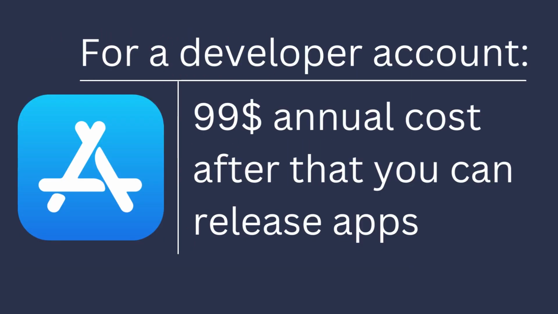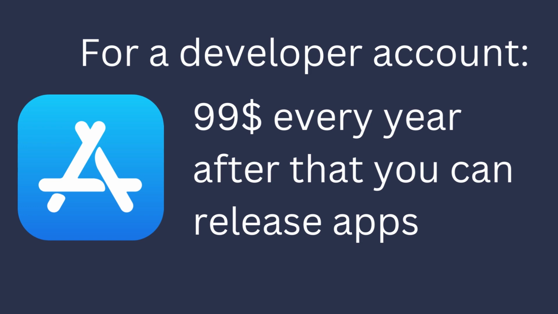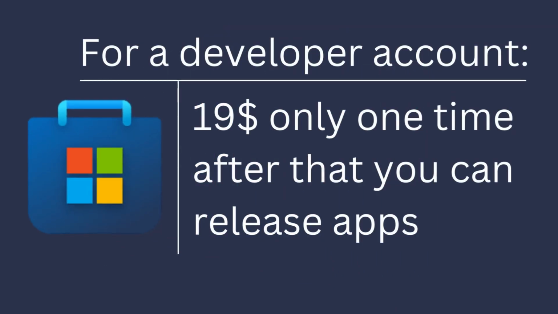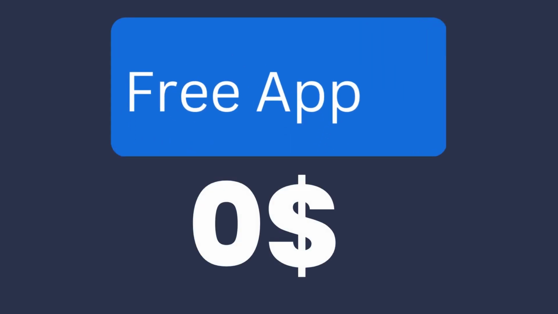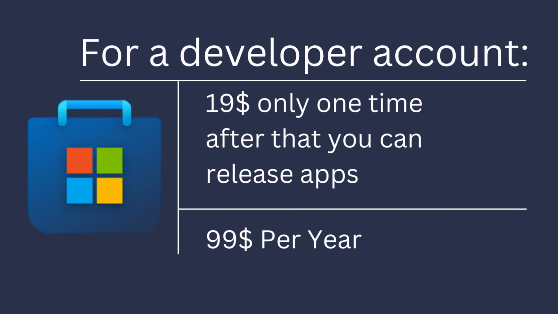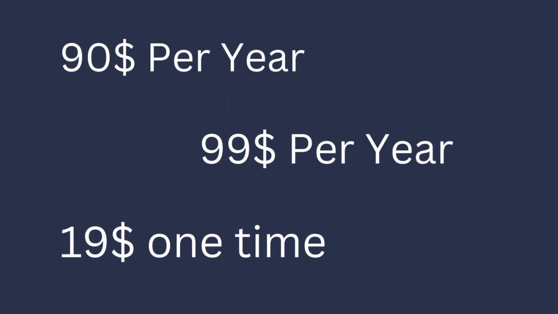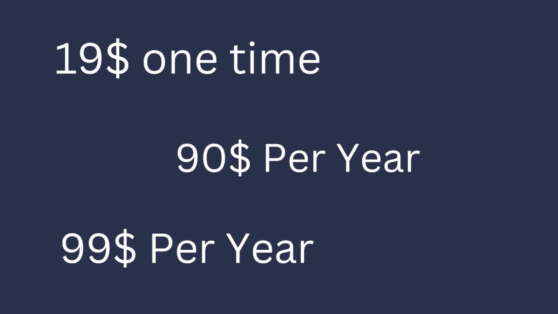For App Store, you have to pay an annual fee of about $99, meaning $99 every year. Then you can release your app on the App Store. And for Microsoft Store, you have to pay one time $19 to release a paid app. And if your app is free, then you don't have to pay the $19. It will be free of cost. Alongside, you have to pay $19 per year too, no matter whether your app is free or paid. Now the prices I told may change in future, so please check those prices on Google if they get changed.